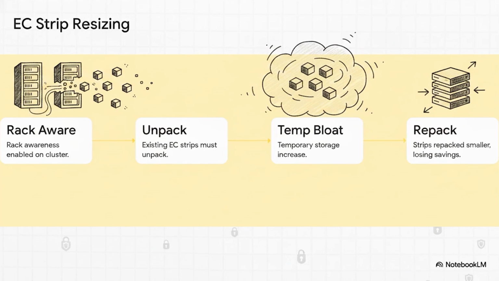Well, here's what goes down under the hood. Enabling rack awareness forces the Acropolis operating system, AOS, to immediately rethink where all your data lives. It literally has to unpack your existing EC strips so they comply with the new physical rack boundaries. And because it has to unpack them back into standard, full data blocks during this process, your cluster is going to experience a sudden, massive storage usage. Essentially, your storage temporarily bloats. If you aren't expecting it, this is the exact moment you get a minor heart attack as your capacity alerts start turning red. Once everything is unpacked, the system recalculates and repacks those strips to fit the new layout safely.